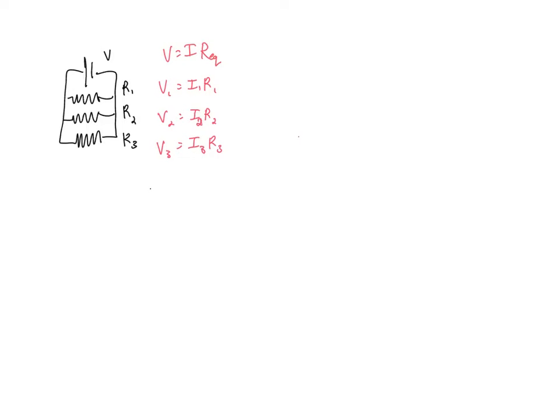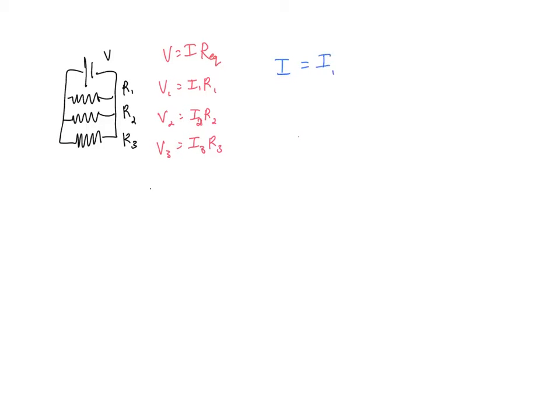Because of conservation of current, I can't have charges which leave here and do anything besides go through either that or that or that. There's no fourth path, charge can't be lost, so everything that leaves through the battery has to go through one of those guys. So I can write the following equation.